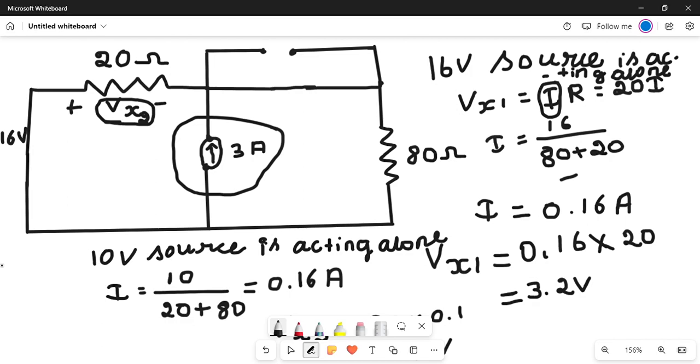So this is what you get as the circuit, right? Now when my 3 ampere source is acting alone, you're supposed to get this resultant. Then you're supposed to solve this again. When you try to solve this, this circuit is looking like a current divider rule circuit. If it is looking like a current divider rule circuit, let us solve according to that. So what is my current divider rule?